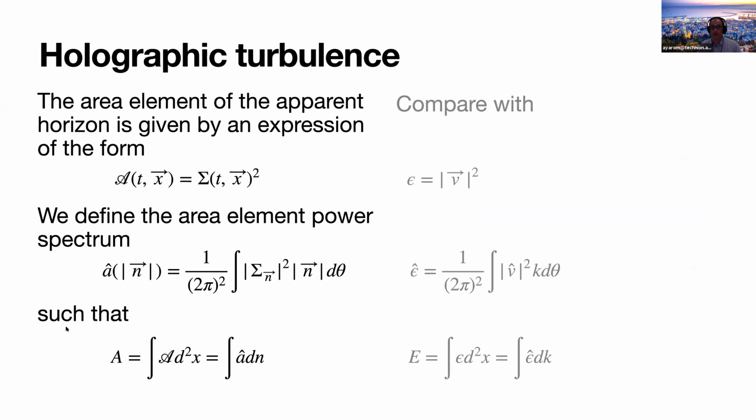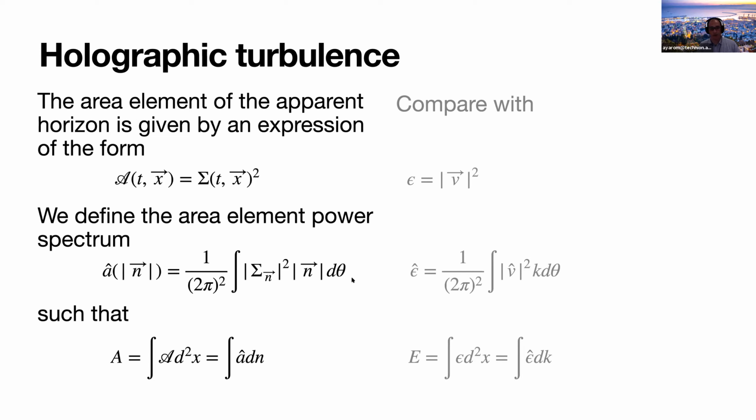This is a useful quantity because it's very similar in spirit to the energy power spectrum. So here we have the energy density, which goes like v². We define the energy power spectrum to be this object, and it's very similar. If we just think of this sigma, the square root of the area element of the apparent horizon, as a velocity, then we naturally get this object, which is the area element power spectrum.